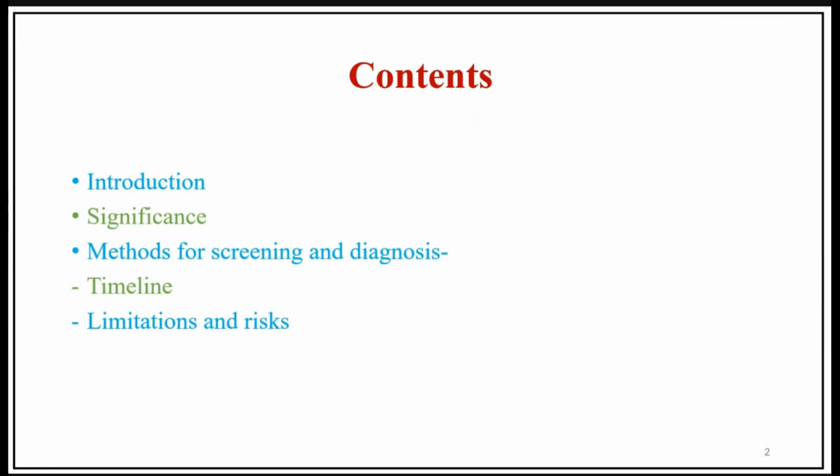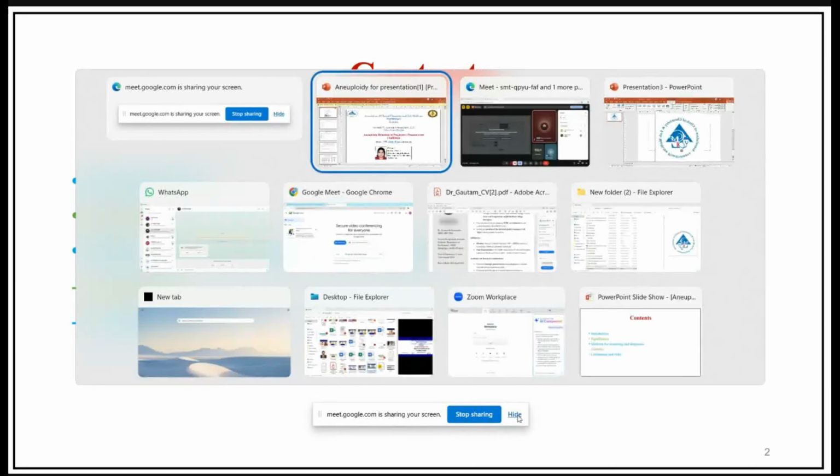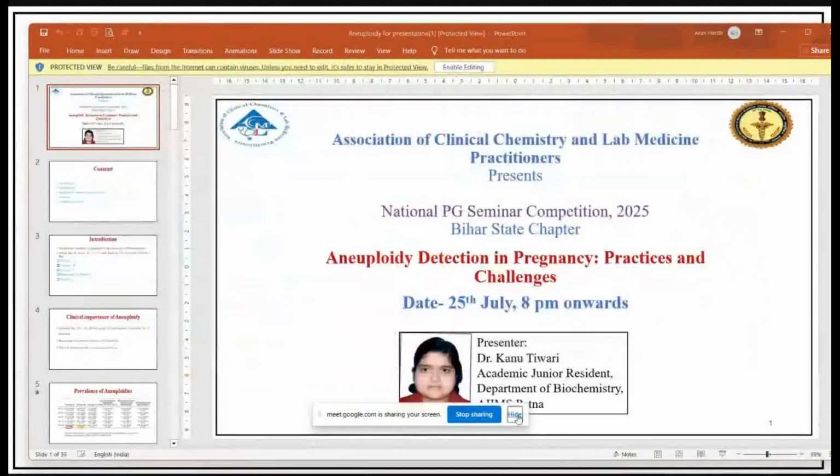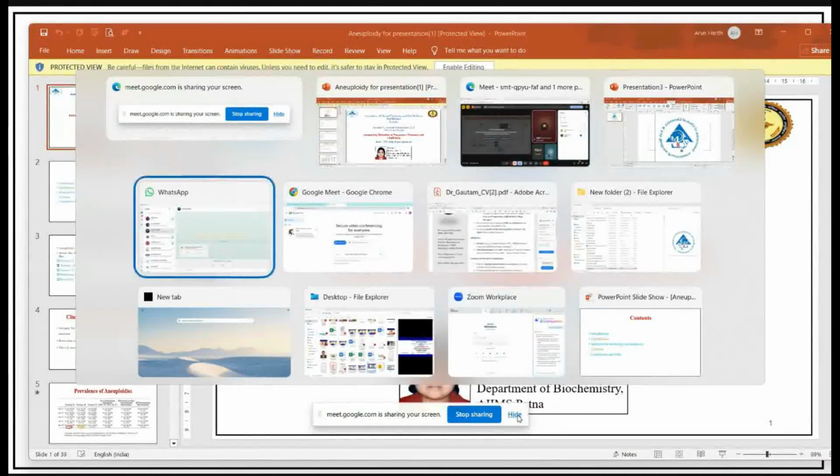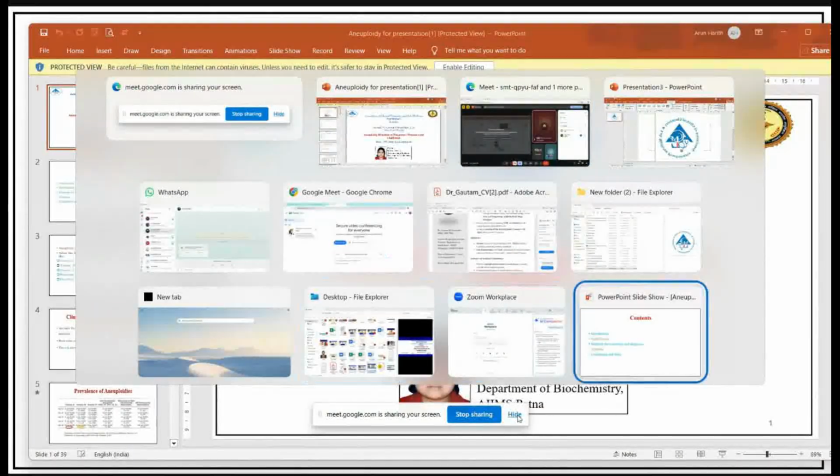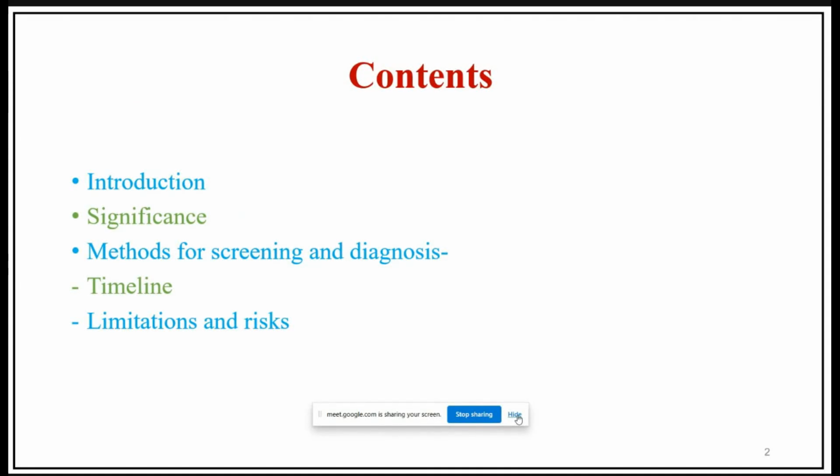Today's topic is on aneuploidy detection, and the points to be discussed will be as follows: introduction, then we lead on to the significance of aneuploidy, the methods of detection of screening and diagnostic tests, and then timeline with limitations and risks.